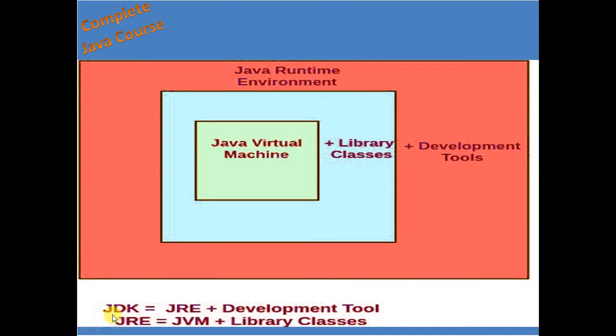So if we define a JDK, JDK equals JRE plus development tools. So this is the JDK: JRE, which is Java Runtime Environment, plus development tools. So this complete is called the JDK. And JRE is equal to JVM plus library classes. So this in the blue box is called the JRE, and this white box plus development tools is called the JDK.